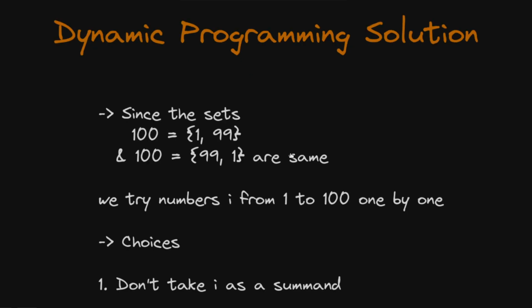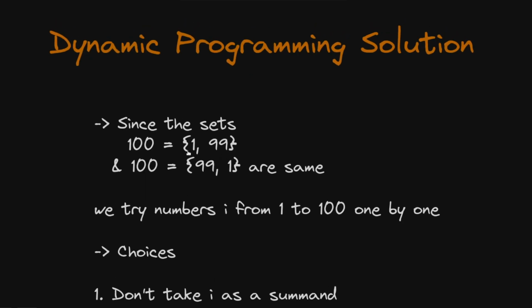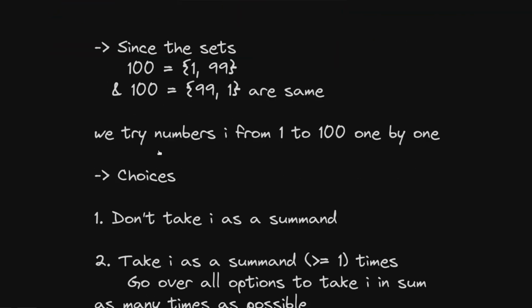The main observation is that if you represent 100 as a sum of 1 and 99, the same set can be ordered differently, but it is counted only once. Hence, it is evident that we need to go over the numbers that we want to use as a summand. So let's say we want to use 1 in the summation of 100. We only need to check how many times we include 1. Either it will be 0 times, 1 time, 2 times, 3 times, depending on what sum is left over.